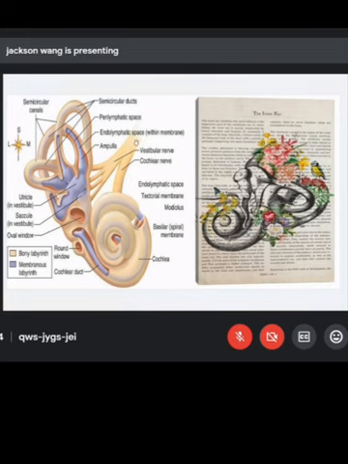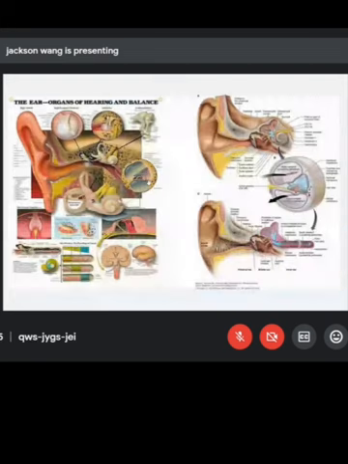This part is the nerves, the vestibular nerve and the cochlear nerve. So here is the vestibule. Here we have the semicircular canals, and last part is the cochlea. So the ear is an organ of hearing and balance. L'oreille, c'est un organe de l'ouïe et de l'équilibration.